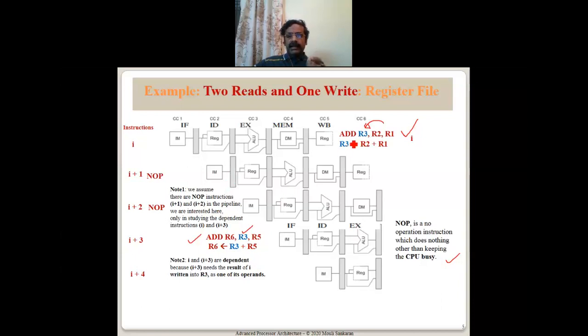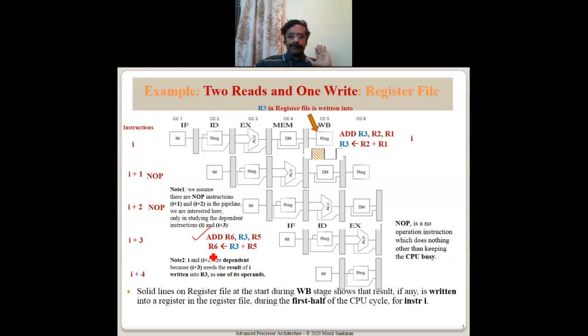It is expecting a result, which is nothing but R1 plus R2 stored in R3, as a parameter here, which is to be added with R5 and stored in R6. So these two are dependent instructions. Now we have to see whether this instruction really gets the result or not. Let us understand it.